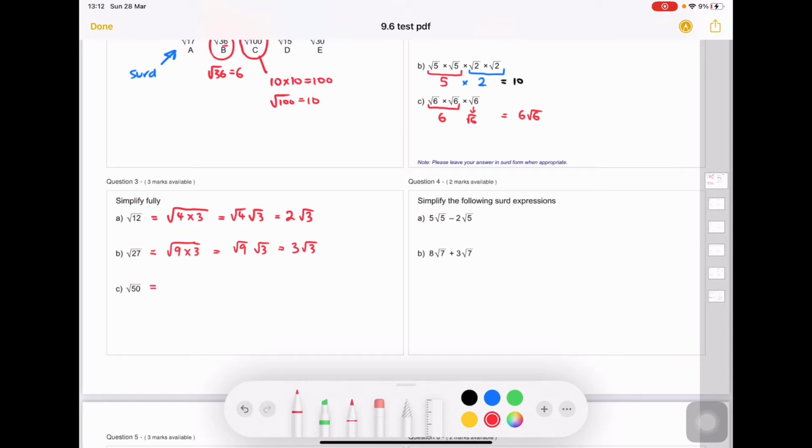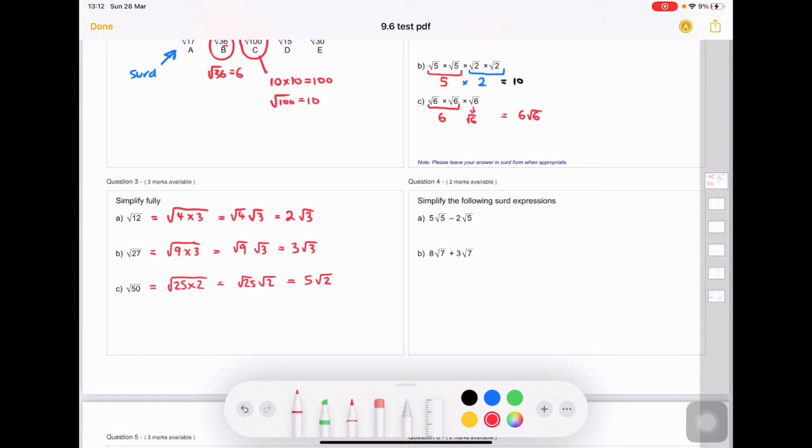50, okay, we can use a few different numbers. Let's say 25 and 2. Root 25, root 2. I know that root 25 is 5. And so this is our answer.